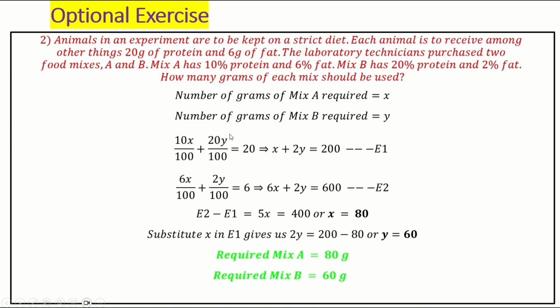Okay. So the number of grams of mix A required is X. The number of grams of mix B required is Y. So the first equation will be 10% of X plus 20% of Y equal to 20. This is the first equation given. Okay, and then that gives you x plus 2y equal to 200, and the second one is 6% of x.